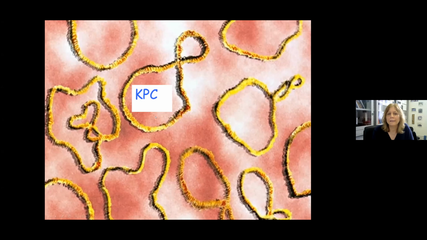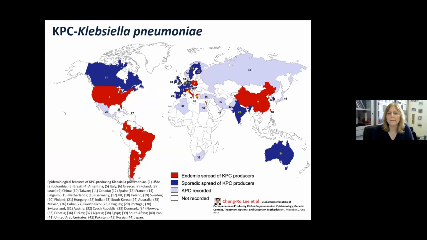And the carbapenemase is KPC, because it's a Klebsiella pneumoniae carbapenemase. It was discovered for the first time in the United States, in hospitals in New York. Then there was a big problem also in Israel, and then also in other countries. This is the map, dated 2016, of the countries that were affected by KPC-producing Klebsiella. And you see, we were among those considered endemic for the spread of KPC, as well as the United States and South America and East countries.